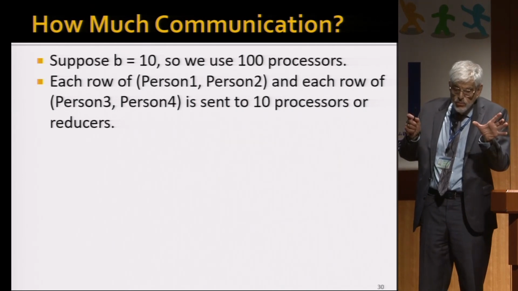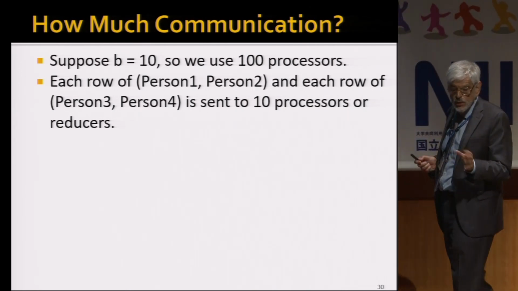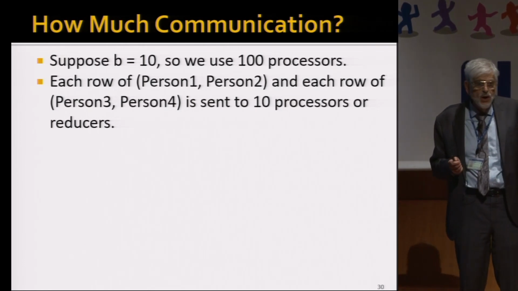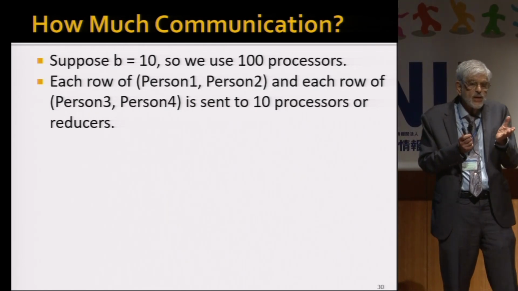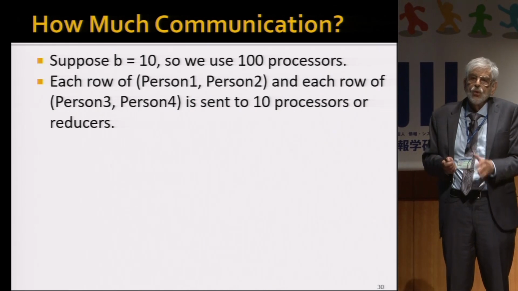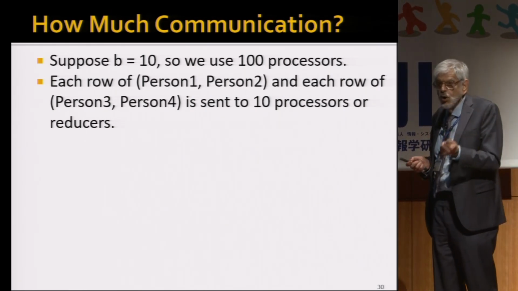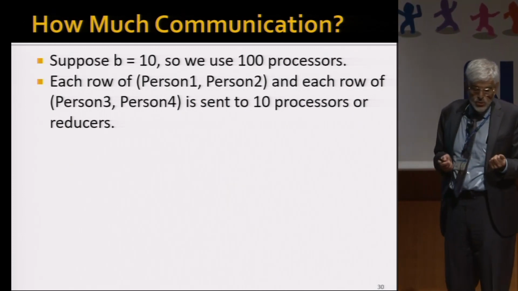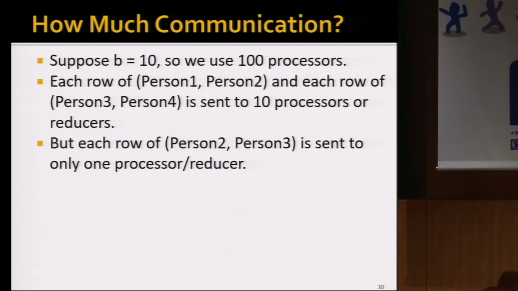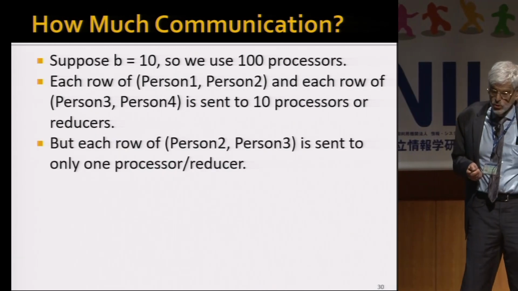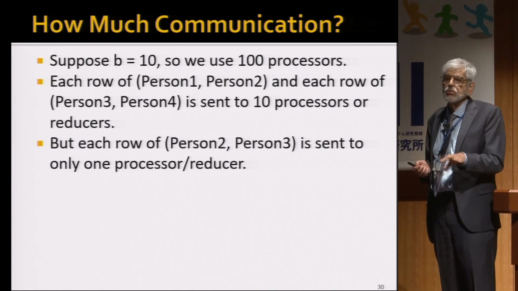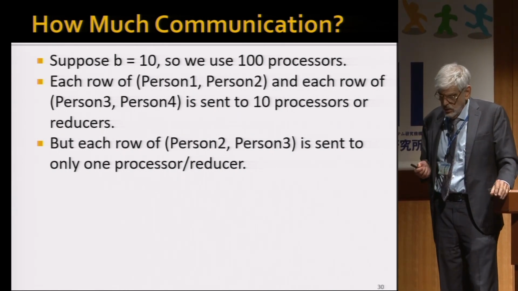Now, for the two end relations, person 1, person 2, and person 3, person 4, you don't know either the row or the column, so you have to send that same row to 10 different processors. Again, for the middle relation, person 2, person 3, you know both the row and the column, so you just send it to one processor.